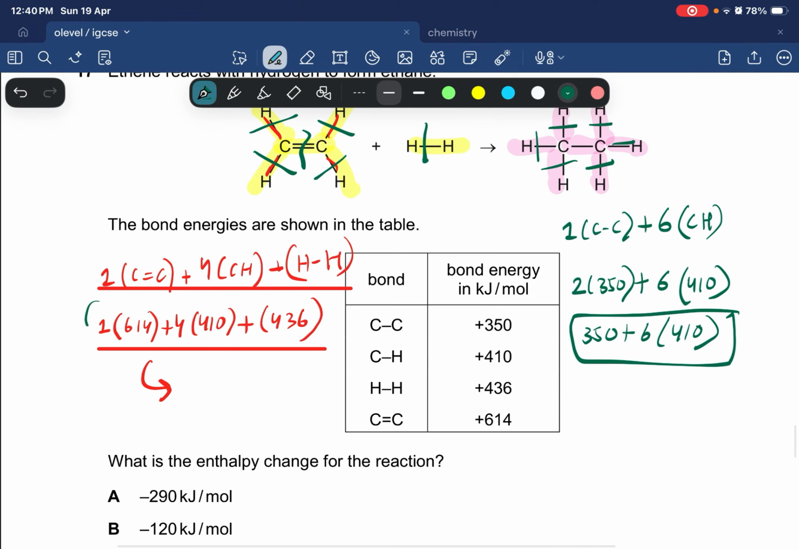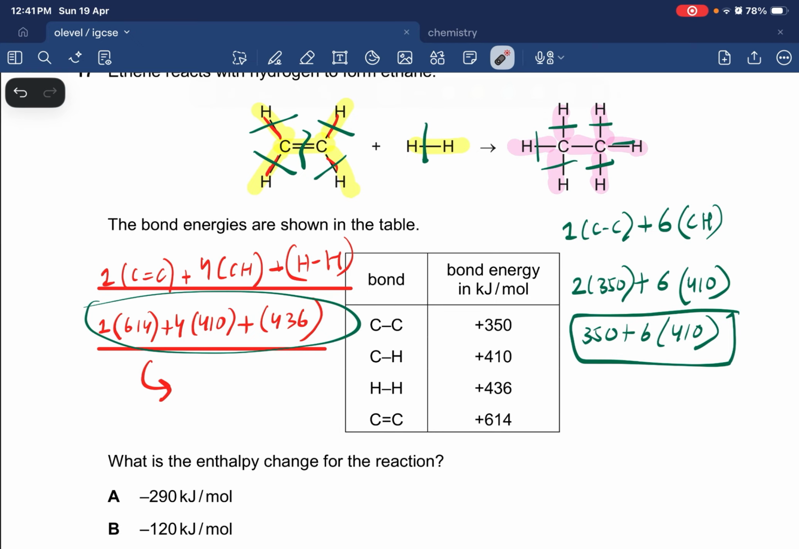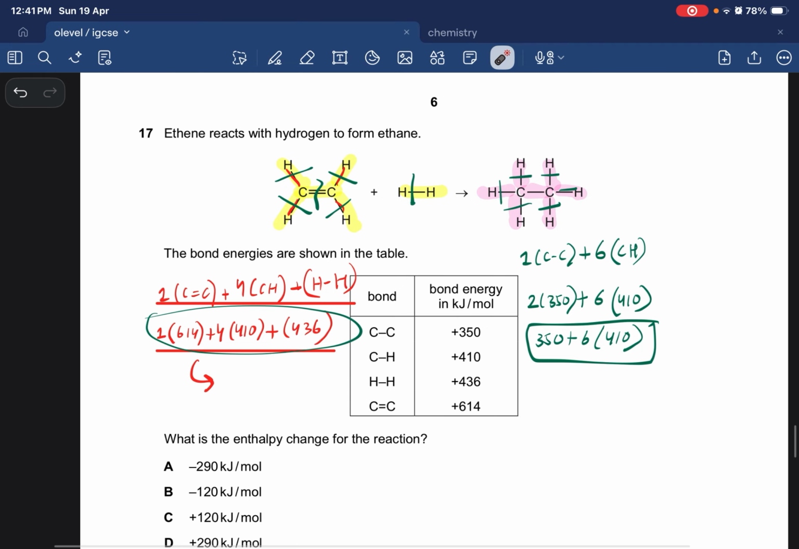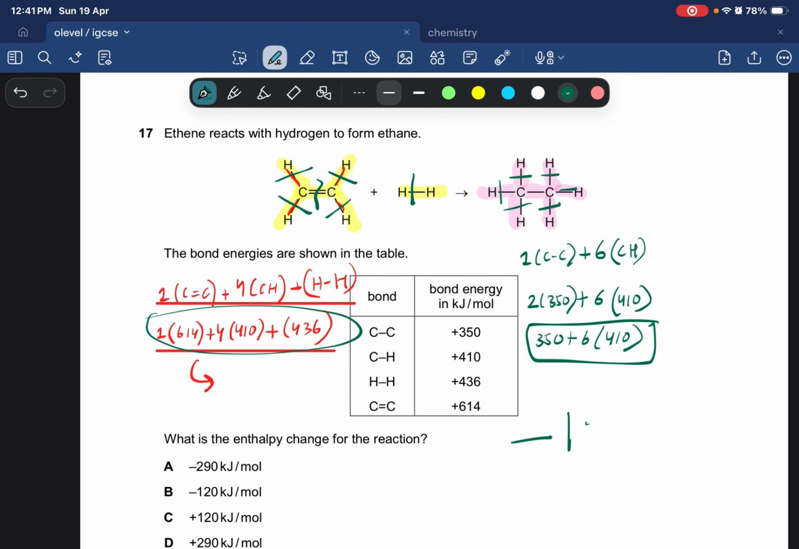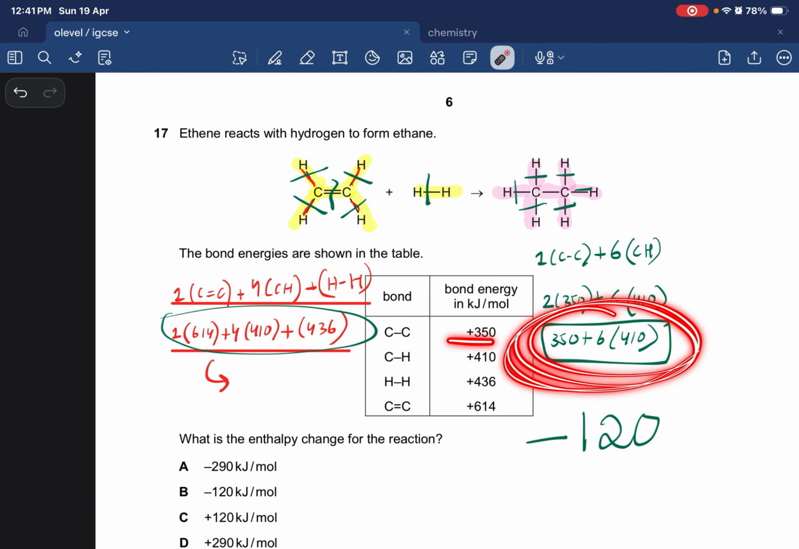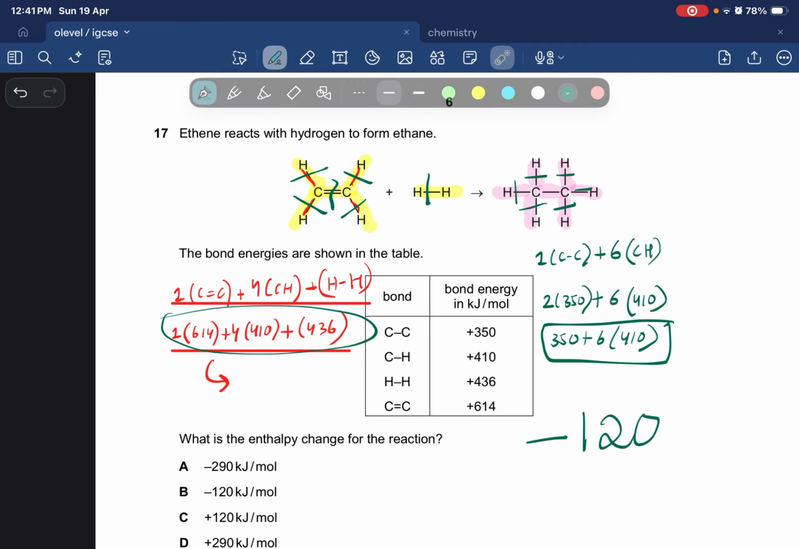This is going to be the energy that's going to be absorbed. You're going to subtract this value and this value. And when you subtract these two values, you are going to get negative 120. That means this value is going to be bigger because this has a negative sign, and the answer is coming out to have a negative sign. Got it? This and this is going to be subtracted. That's simple.